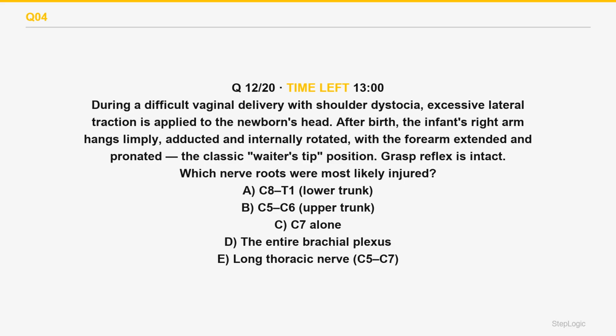Read the command. Which nerve roots were injured? Shoulder dystocia, lateral traction, waiter's tip posture, intact grasp. Duchenne palsy, upper trunk, C5, C6.